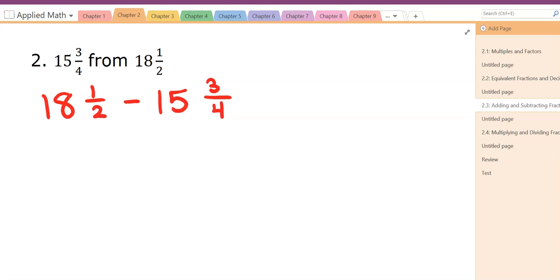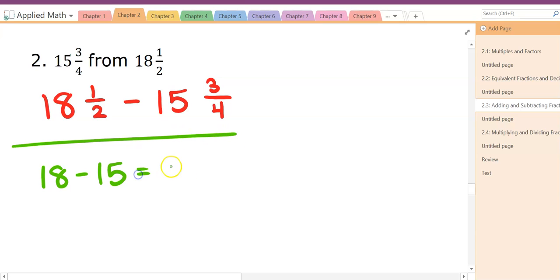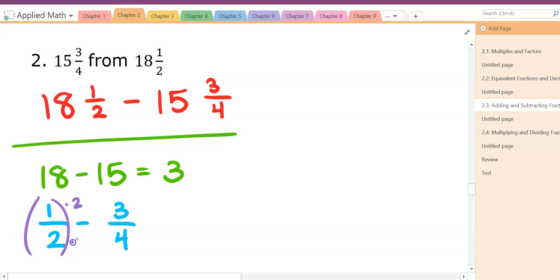Okay, so let's see what happens here. If we just focus on the mixed number parts, let's take 18 minus 15. That's going to be 3. Let's take a look at the fractions. So we have 1/2 minus 3/4. Which fraction do we need to rewrite? The 1/2. So take it times 2. So now we have 2/4 minus 3/4.